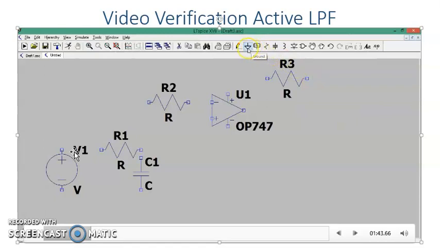Now this is to select the wire because I need to connect the terminals in order to construct a complete circuit. Connecting this capacitor with the non-inverting input of the op amp.